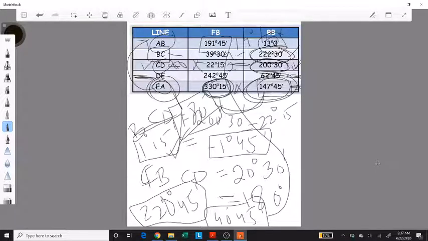So this was all about the topic of compass traversing, and we'll talk about questions and answers, whatever queries you have, in the live.